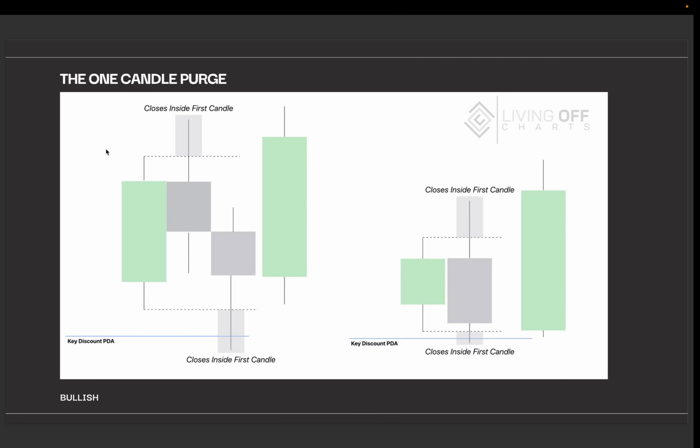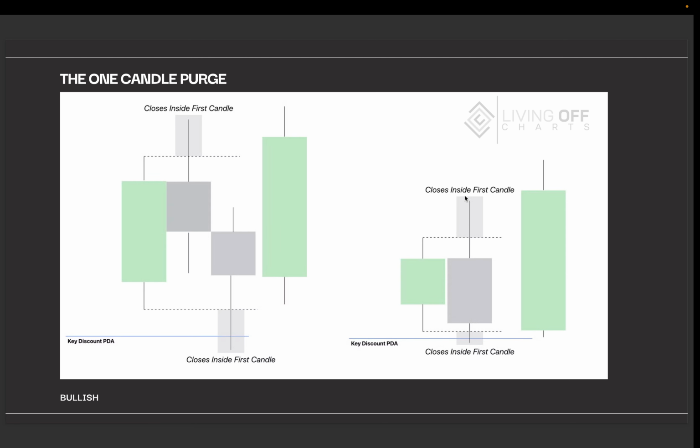Now here's a new technique, right? So for everybody out there who thinks they know the double purge, welcome to a new technique. Can't wait to see this everywhere now. We have the one candle purge. So we can use one specific candle as the double purge. Now this has a specific signature when we purge one candle. It must close within both ends of the candle, as you see here. This signature must be present or it's not a double purge.